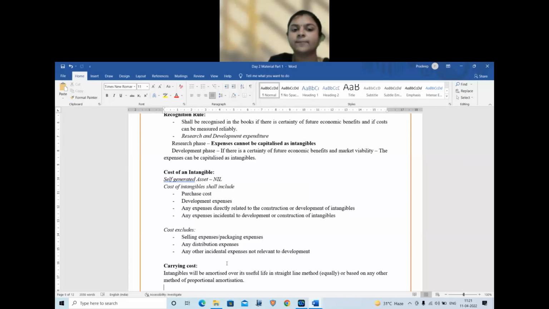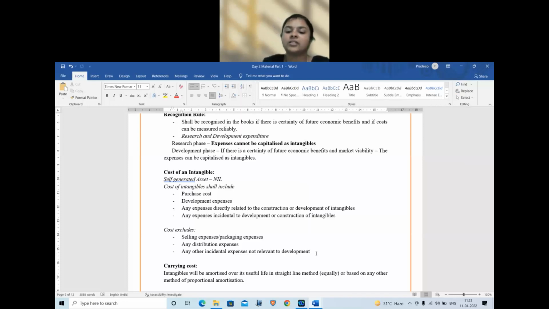Cost of intangibles shall include purchase cost, which is the purchase price for any licenses, etc. Development expenses, any expenses directly related to the construction or development of intangibles, like employee cost associated with development. Then rent associated with the place where the development activities are taking place. Expenses incidental to the development or construction of intangibles. Incidental means any items required for the purpose of the development; if you are buying any items, then they are incidental expenses. Whereas cost excludes selling expenses and packaging, so basically marketing and distribution expenses and other expenses which are not directly related or attributable to the development phase. These are the costs that will be considered for the purpose of intangibles.